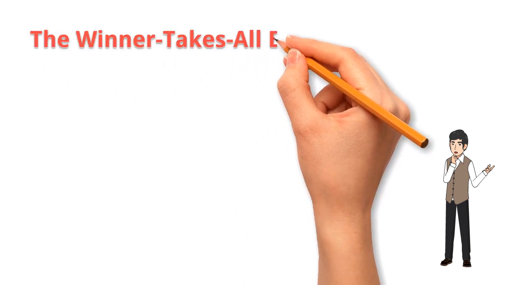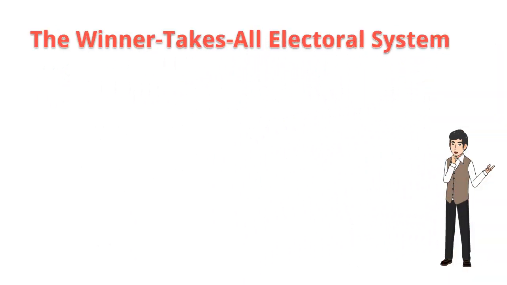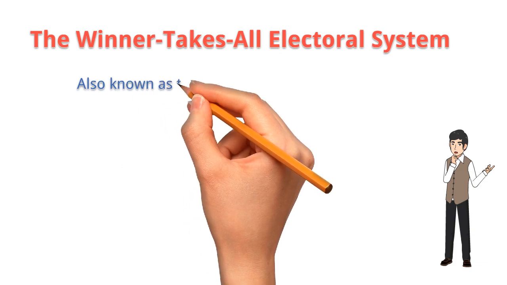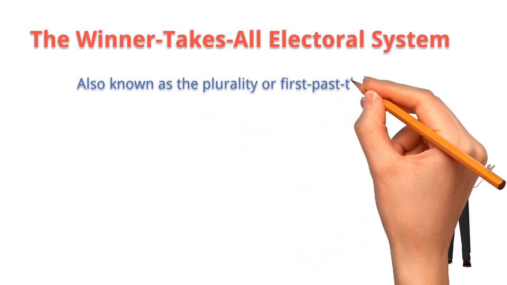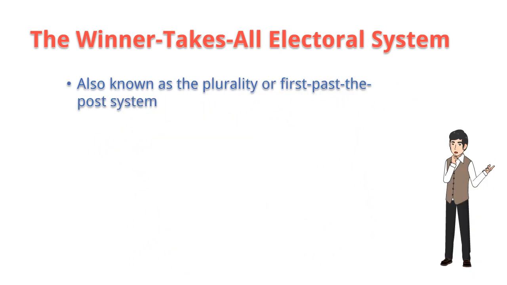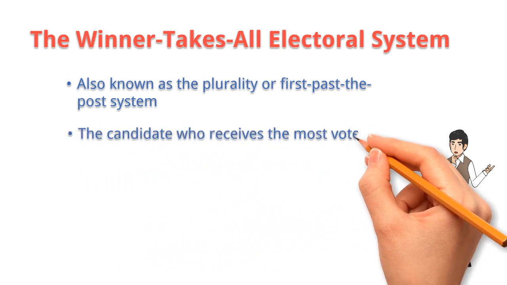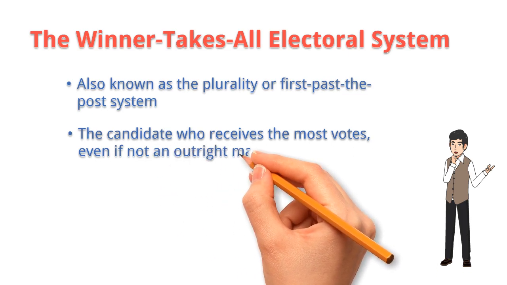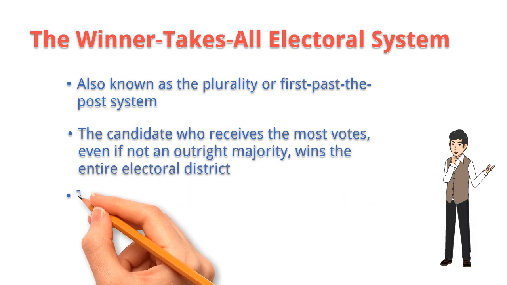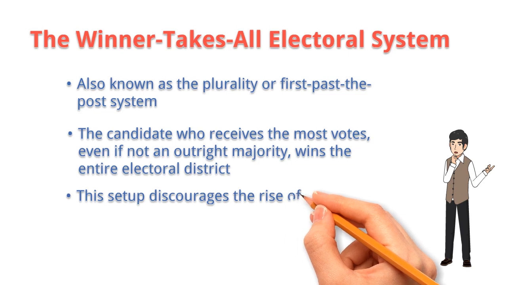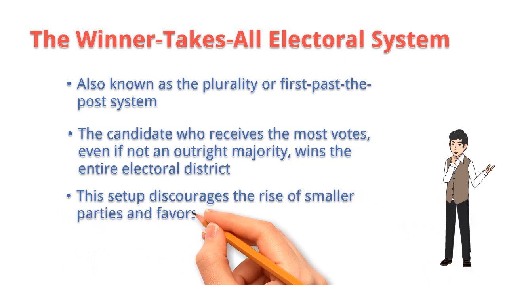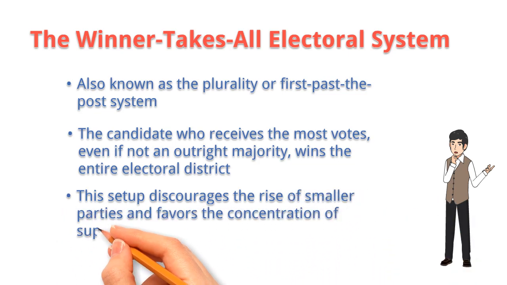The winner-takes-all electoral system used in most American elections, also known as the plurality or first-past-the-post system, contributes to the two-party dominance. In this system, the candidate who receives the most votes, even if not an outright majority, wins the entire electoral district. This setup discourages the rise of smaller parties and favors the concentration of support around the two major parties.